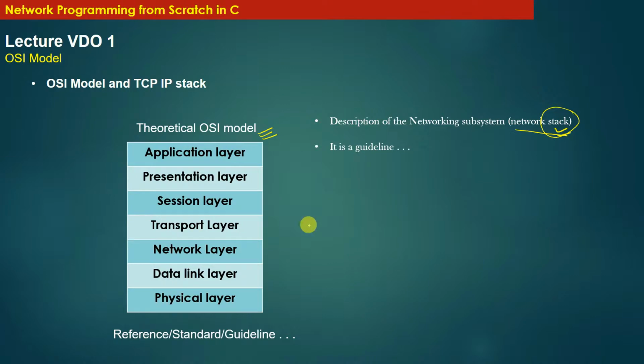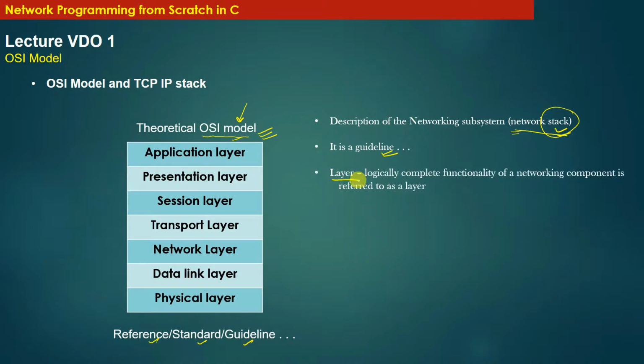The OSI model acts as a guideline. Remember that the OSI model is a reference or standard, a guideline. It doesn't mandate that you implement your network stack strictly following the OSI model. It is just an advisory or recommending model. If you are trying to implement your own network stack, then you should follow the OSI model as a guideline, but it is not a rule that you must implement your network stack as per its design. The OSI model is just a guideline.